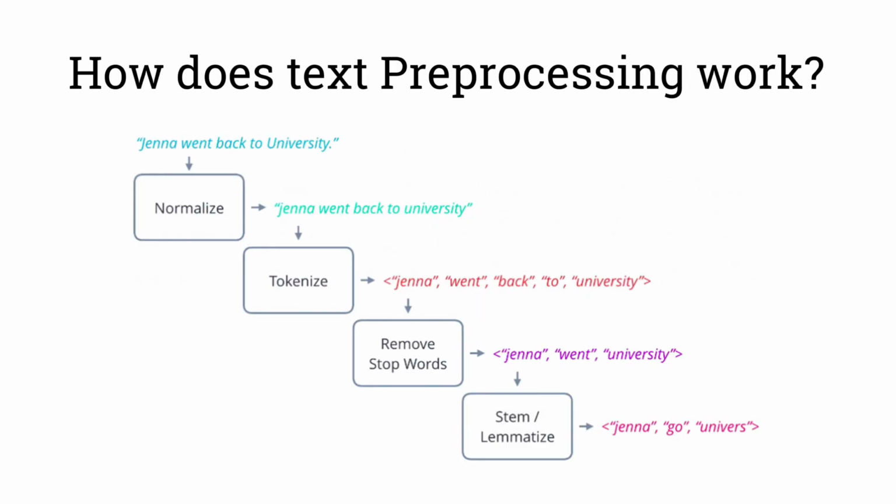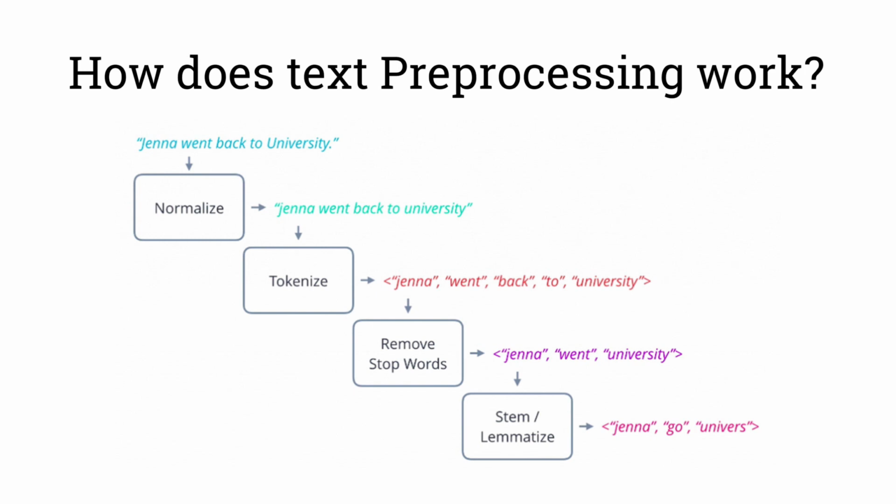How does text pre-processing work? To understand this concept, let us take an example of this sentence: Jenna went back to the university. In our first step, we will convert this entire sentence to lowercase. We will also filter out all the punctuation. Once we have this sentence, then we implement the tokenization step. In the tokenization step, the sentence is broken down into tokens.